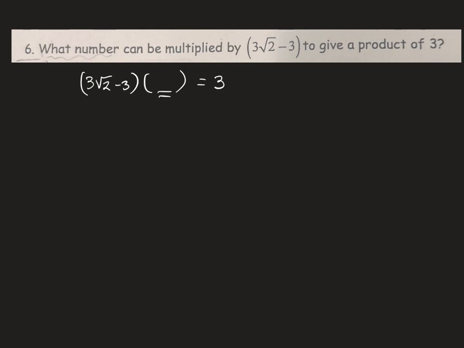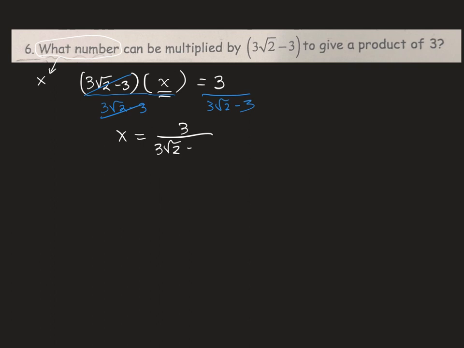So I'm going to pretend that the number they're talking about is just an x for a moment. So what number is going to be represented by x? And we want to solve for x. So we are going to divide both sides by 3 root 2 minus 3, so that now we have x equals 3 over 3 root 2 minus 3.